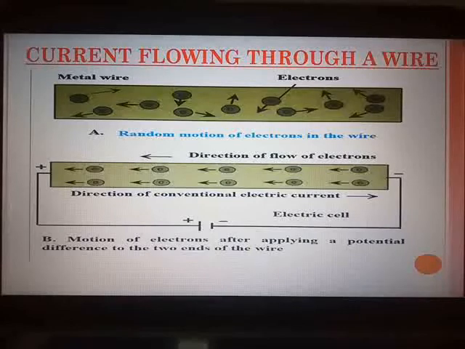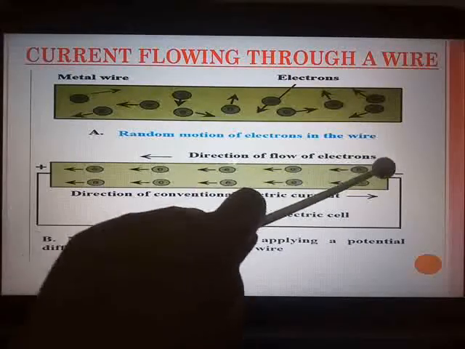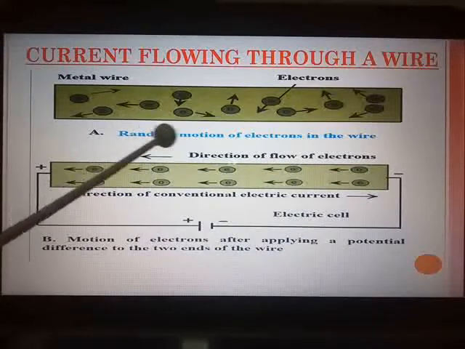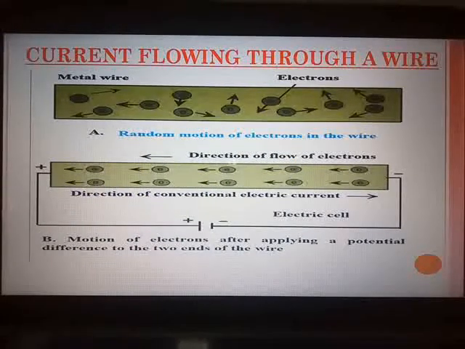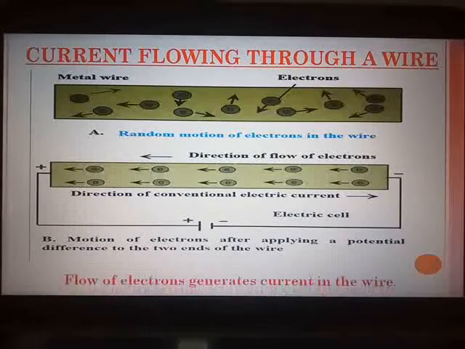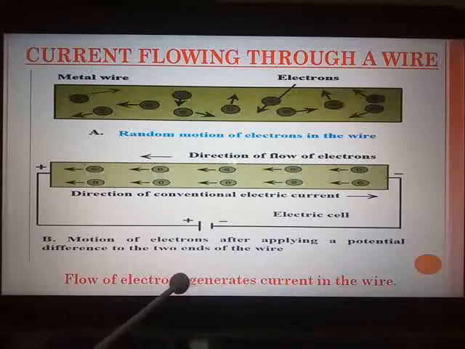Immediately the electric force will act on these negatively charged electrons. Being negatively charged, what will these electrons do? They will start moving from the negative terminal, the negative potential, to the positive terminal of the cell, that is from the lower potential to the higher potential. And what happens due to their movement? Current starts flowing through the wire. The flow of electrons generates current in the wire. So current is nothing but the flow of electrons in any metallic conductor.